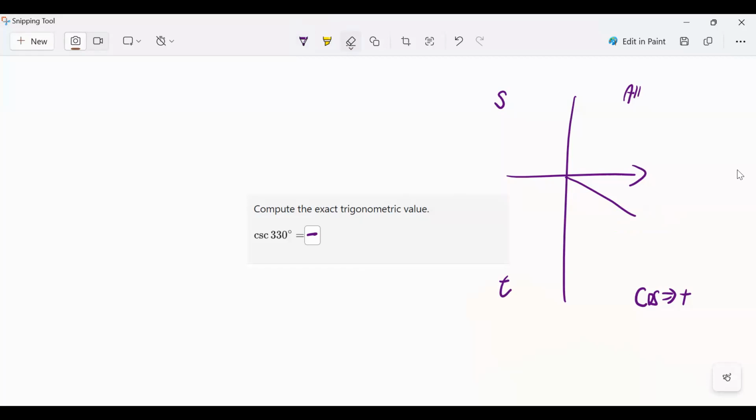So all students take calculus. In the fourth quadrant, only cosine is positive, so cosecant must be negative. We determine the sign first, and then the reference angle here will be 30 degrees. So this is equivalent to negative cosecant 30 degrees. When we use the reference angle, we determine the sign first and then use the reference angle. 330 is right here, and 30 degrees is our reference angle.